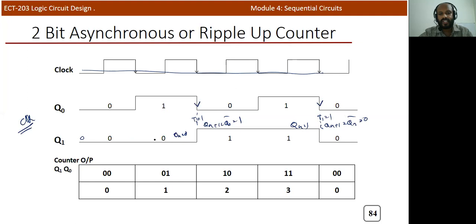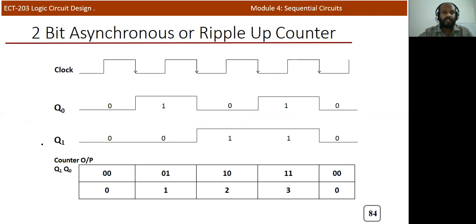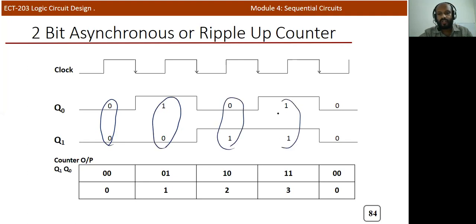So now we can see that Q1 is initially 0, then 1, then 0. Now we can observe the Q1 Q0 change. Initially it is 00, then 01, then 10, and 11. Again it repeats. So here you can see the counter output.